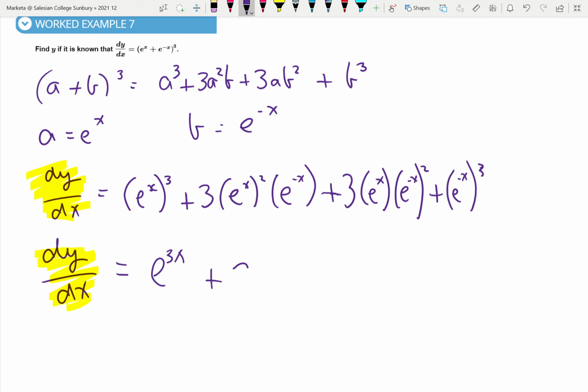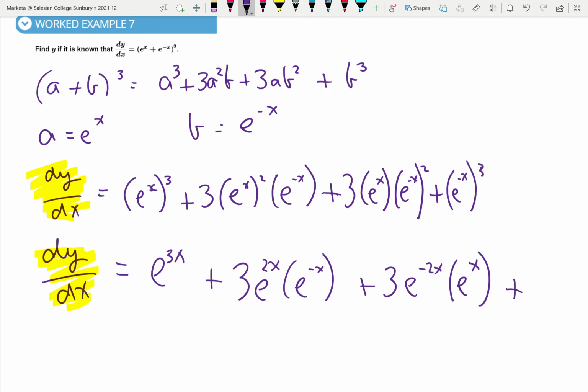Plus 3e to the 2x times e to the neg x, plus 3e to the neg 2x times e to the x, plus e to the neg 3x. Okay, you might have been able to do that in one go. I've decided to do it in 2 stages here.